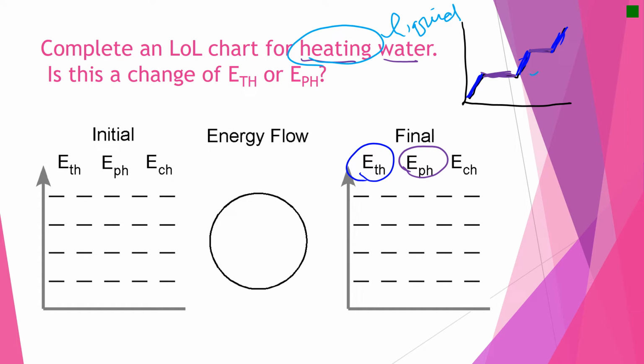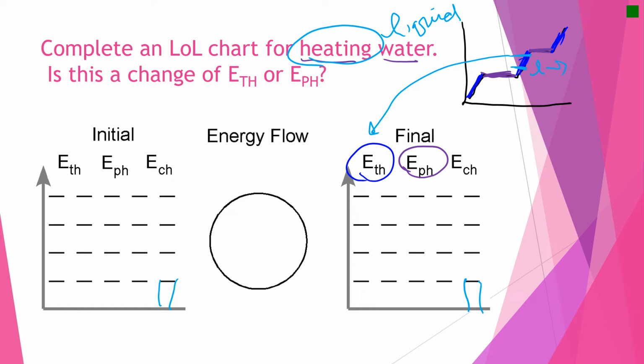So I am at the liquid state and I am going from somewhere, let's say here, to somewhere here. I am only changing my ETH, okay? It is still water the entire time. So what I do is to fill out my LOL, you always have to have some sort of chemical energy. It's just not going to change. I always fill out 1 bar for chemical energy.